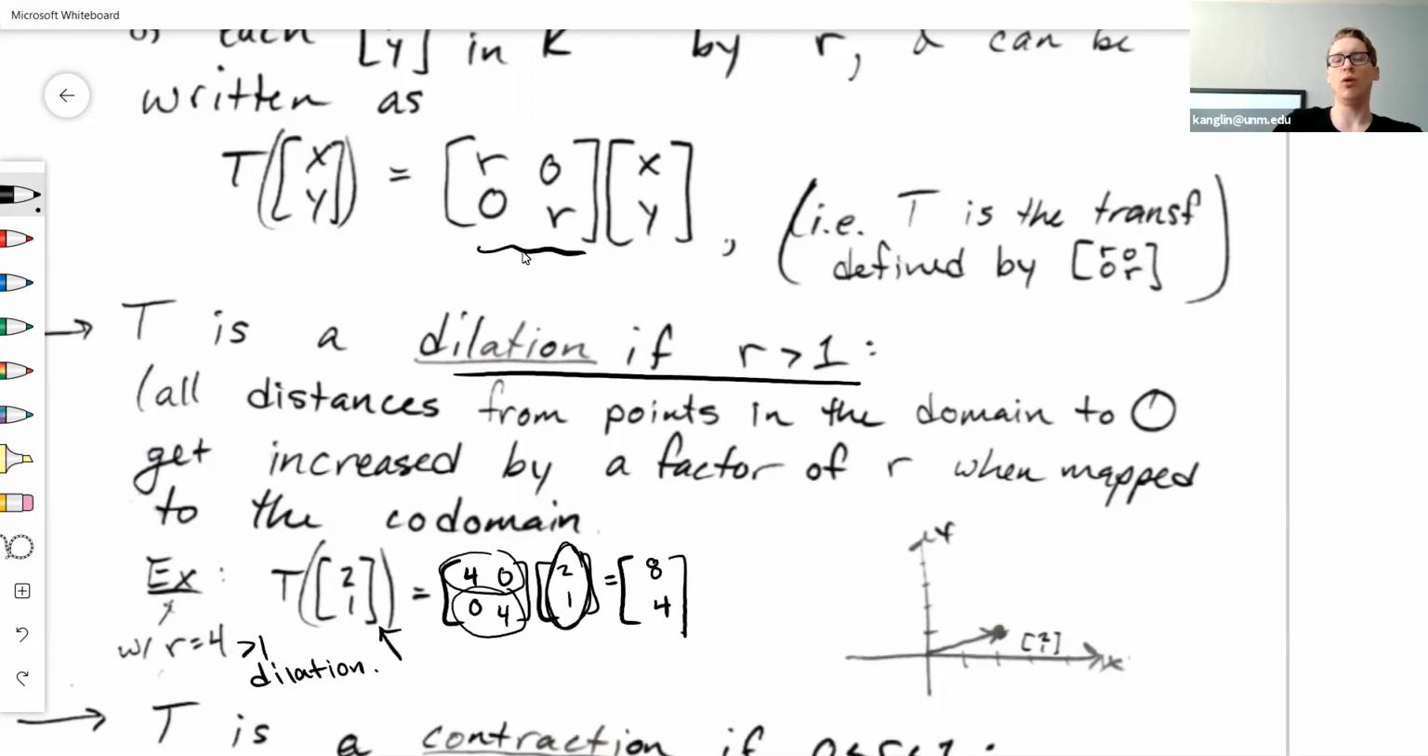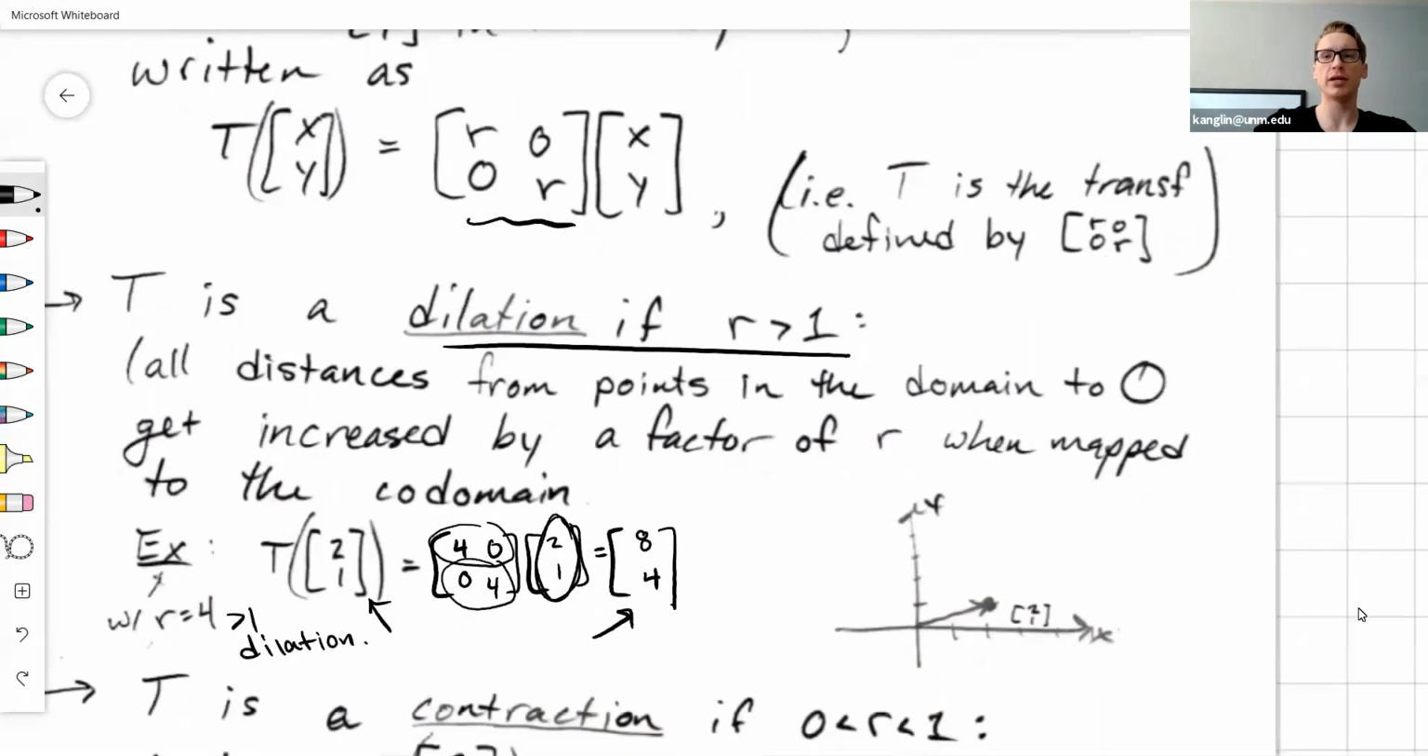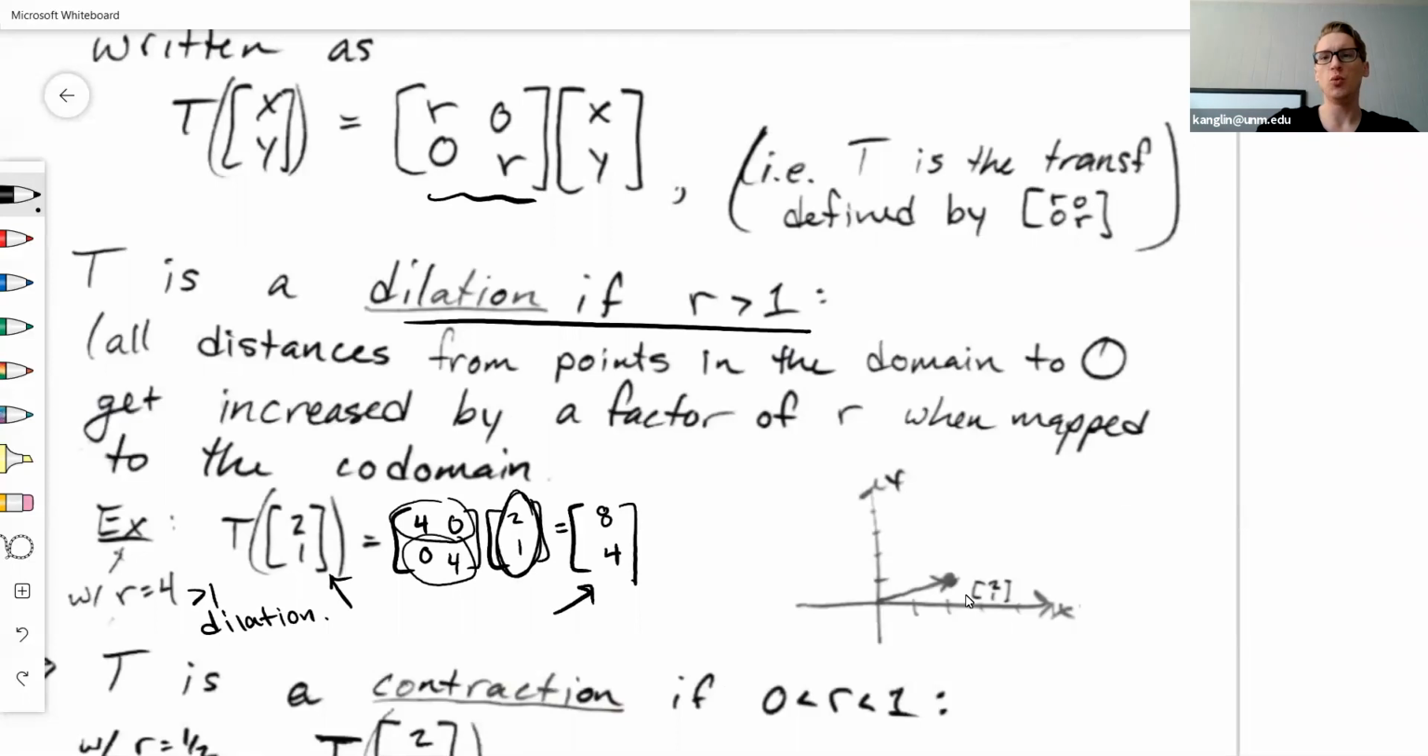So the input was 2, 1. The output was 8, 4. So let's see visually what just happened here. If the input was 2, 1, I've marked that vector from the origin to the point 2, 1 in R2 in the plane. That's this little vector here, marked with 2, 1 as its coordinates.